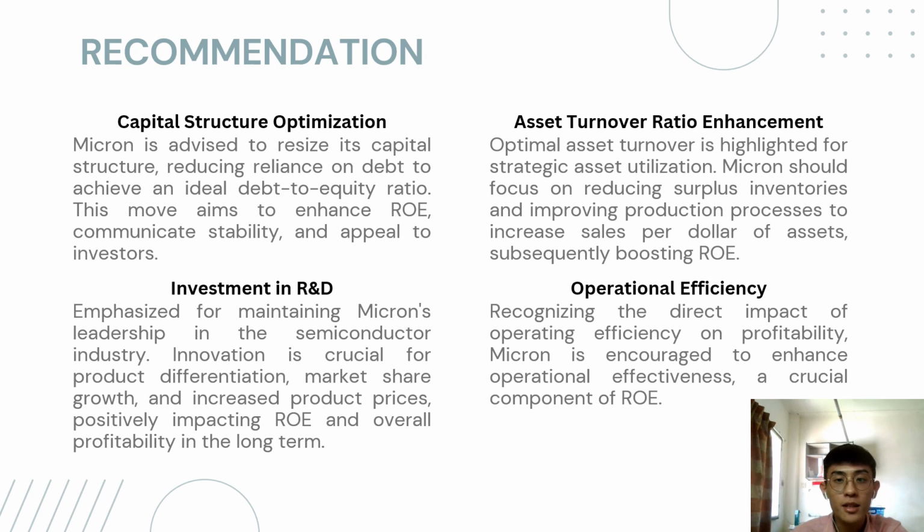Second, asset turnover ratio enhancement. Optimal asset turnover is highlighted for strategic asset utilization. Micron should focus on reducing surplus inventories and improving production processes to increase sales per dollar of assets, subsequently boosting ROE.